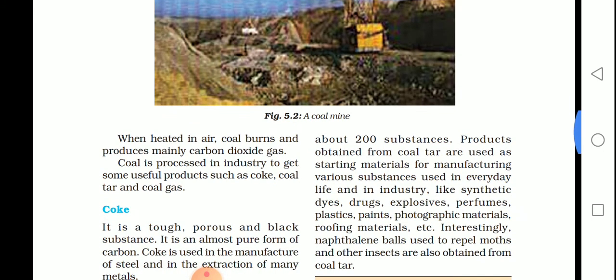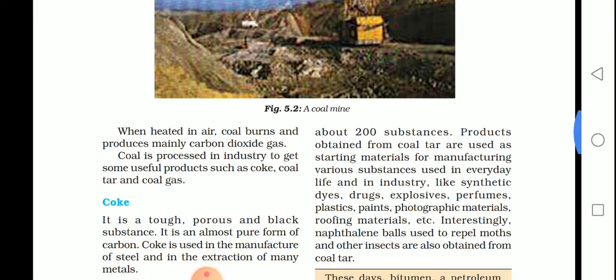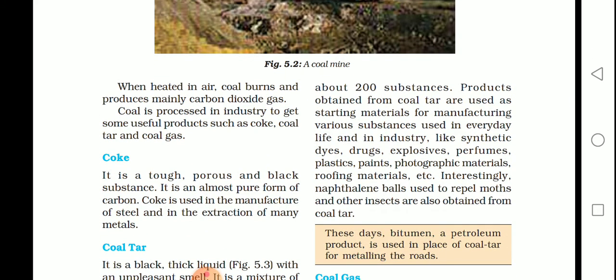First of all, coke. What is coke? Coke is a tough, porous, and black substance. It is an almost pure form of carbon. Coke is used in the manufacturing of steel and in the extraction of many metals. Steel is made from iron ore, and it is converted with the help of coke. Various metals are extracted with the help of coke.